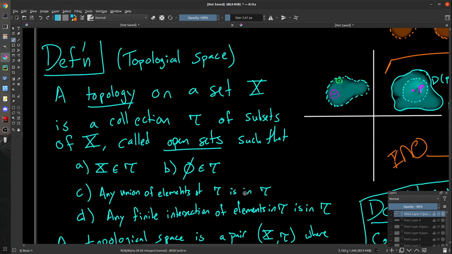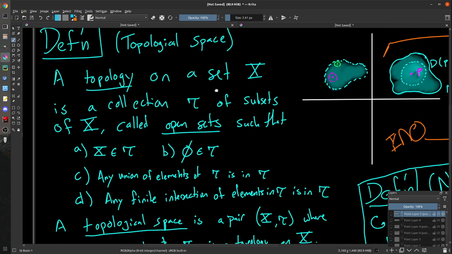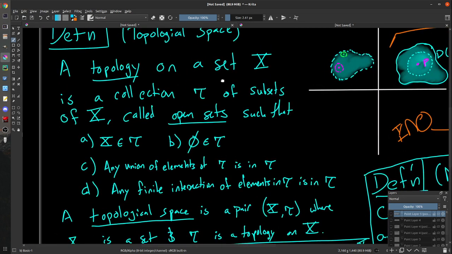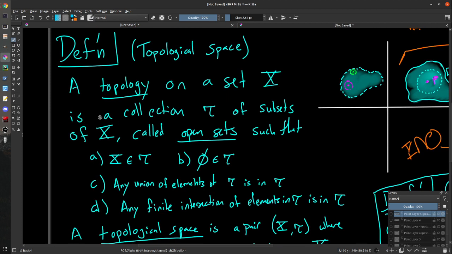It was the very first thing we did when we defined a topological space and a topology. Notice a topology on a set X was just a collection tau of subsets called open sets, satisfying the same two things, right? We had X in the collection of open sets and the empty set in the collection of open sets. And then we had any union of elements of tau is in tau, and any finite intersection of elements in tau is in tau.